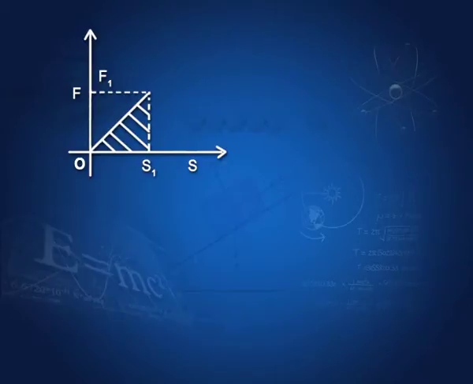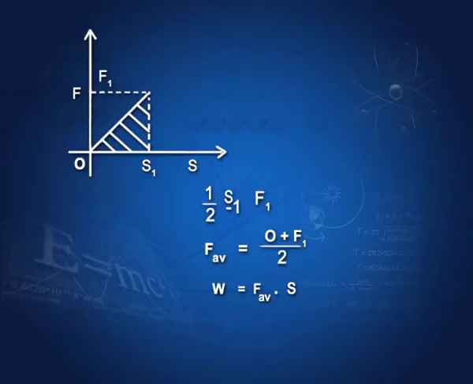Now, the same rule applies, the area under the curve. The area under the curve in this particular case would be given as the area of the triangle, which would be half base into height. So, what would it be? Half S1 into F1, this would be the area.